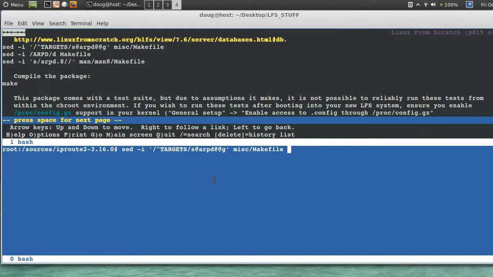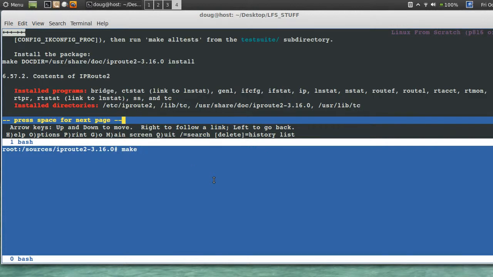Please. Sed -i on the man pages, the ip.8 man page, and then the Makefile. Can I do a make install? Nope.